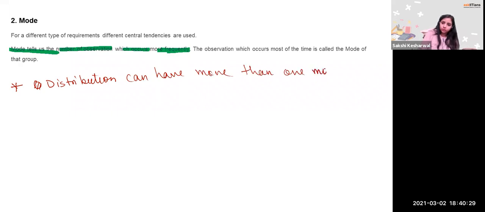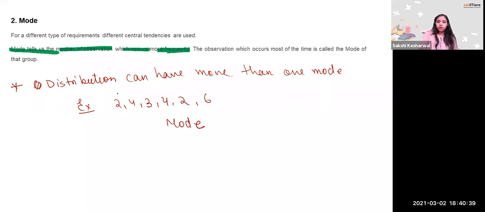For example, if I write 2, 4, 3, 4, 2 and 6, this is the question. What is your mode? So the mode is what, beta? You see that 2 has occurred twice, right? And 4 has occurred twice, right? So its mode is what, beta? 2 and 4, right? More than one mode.